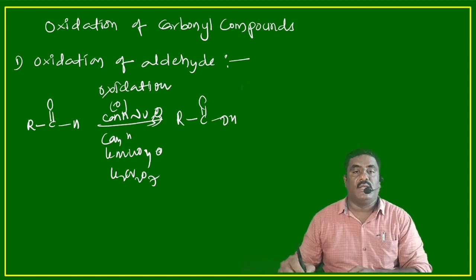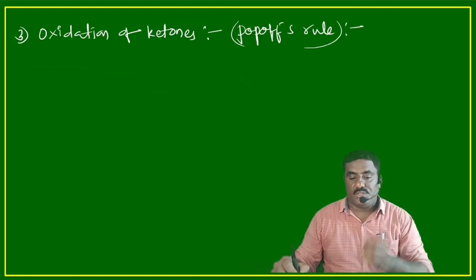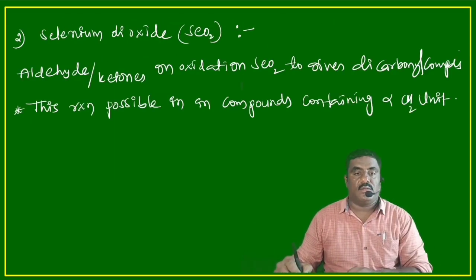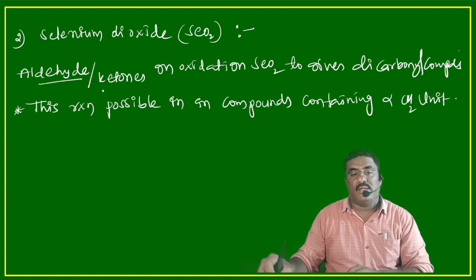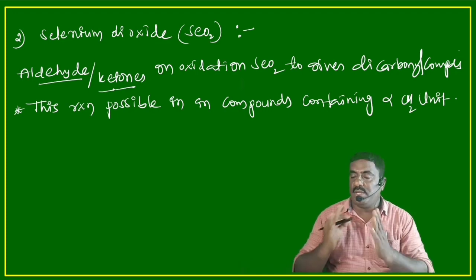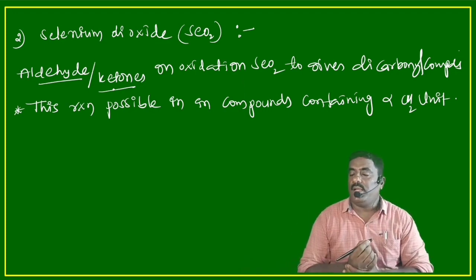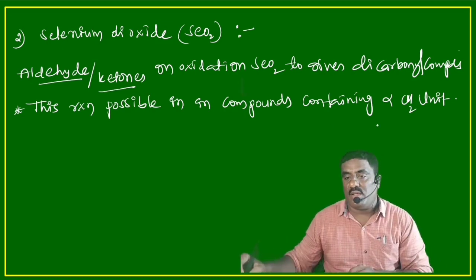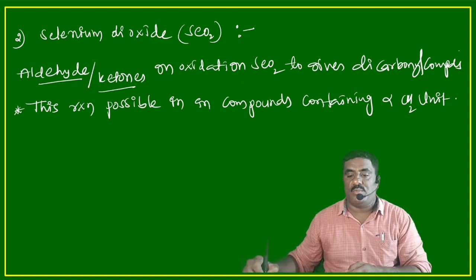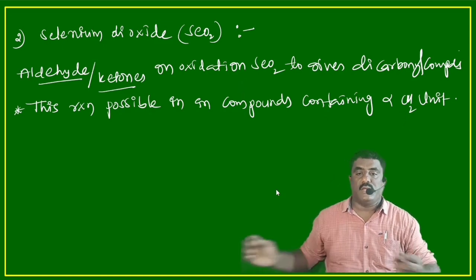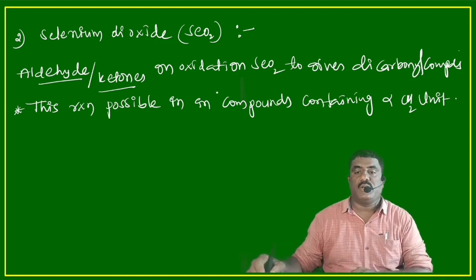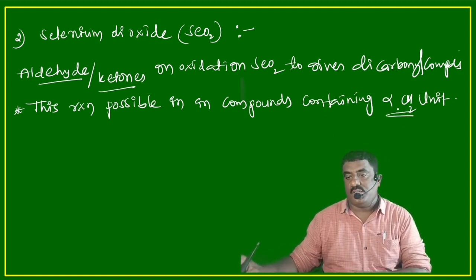Now the second one: oxidation with selenium dioxide. Aldehydes and ketones on oxidation with selenium dioxide give dicarbonyl compounds. This reaction is possible in compounds having alpha CH2 groups. The condition is that the compound contains alpha CH2 units.